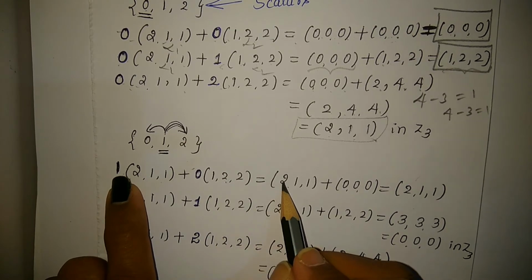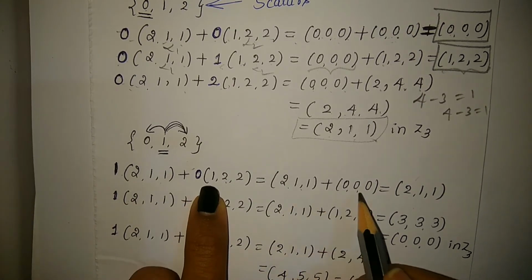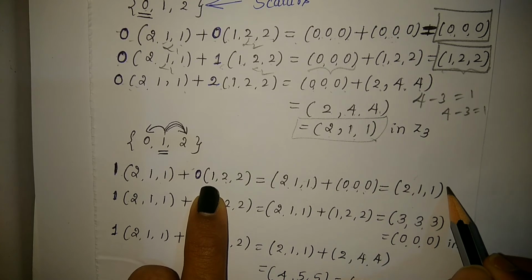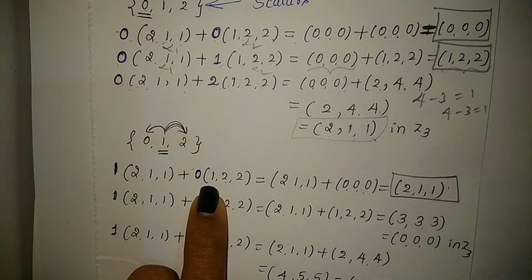So 1 into 2, 1, 1 is nothing but 2, 1, 1. 0 into anything is 0. If I add, we get 2, 1, 1. So this is the final.